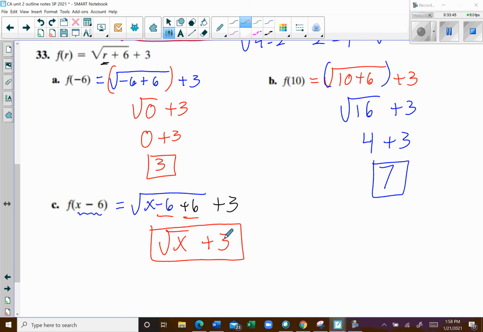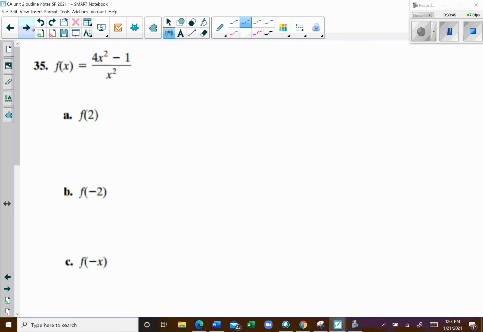Okay, I know I said this was the last page, but I actually have one last example. It's not a full page, it's just this one last example, and we're going to look at a rational function. This is known as a rational function. It's a fancy way of just saying a fraction. So we'll go ahead and plug these in and simplify.